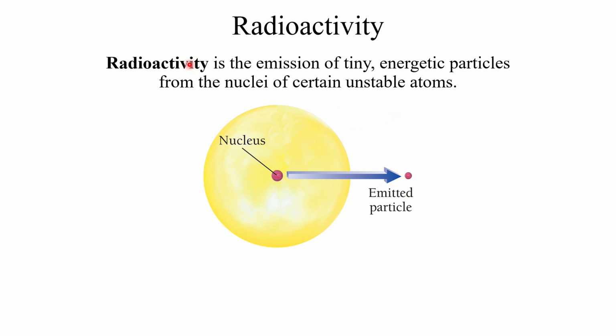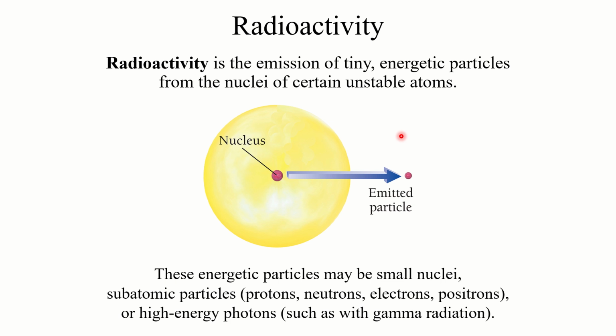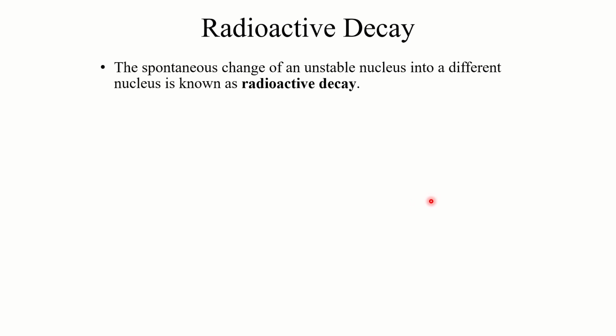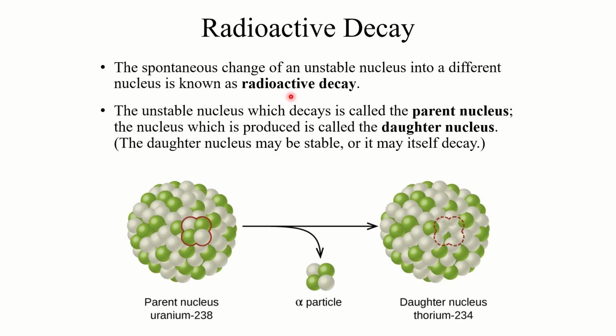Next, we're going to look at radioactivity. Radioactivity is the emission of tiny energetic particles from the nuclei of certain unstable atoms. These energetic particles may be small nuclei, subatomic particles like protons, neutrons, electrons, positrons, or high-energy photons such as gamma radiation. The spontaneous change of an unstable nucleus into a different nucleus is known as radioactive decay. This unstable nucleus which decays is called the parent nucleus. The nucleus which is produced is often referred to as the daughter nucleus. The daughter nucleus may be stable or it may itself decay.